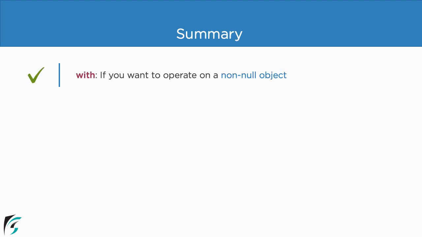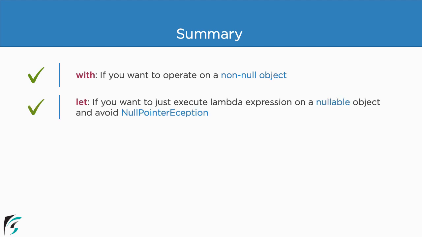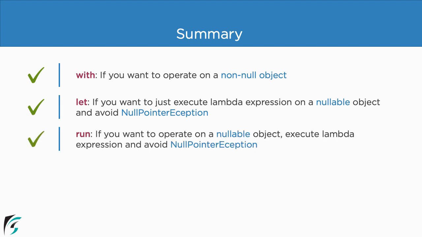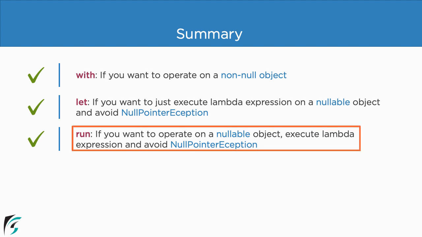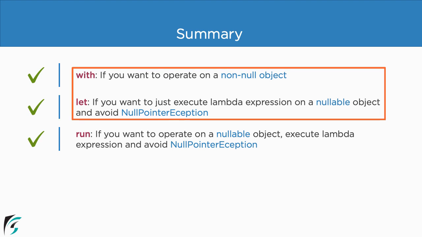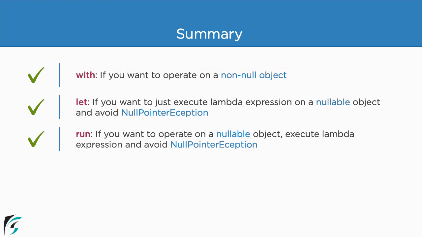Well, you can use with function if you want to operate on a non-null object, like we saw in this video initially. Then you can use let function if you want to execute a lambda expression on a nullable object and avoid null pointer exception. Next, use run function if you want to operate on a nullable object, then execute the lambda expression and also avoid null pointer exception. Now this statement is equivalent to the combination of these two statements. So that is why we say the run function is the combination of the let function and the with function.